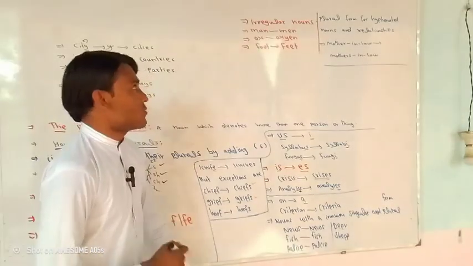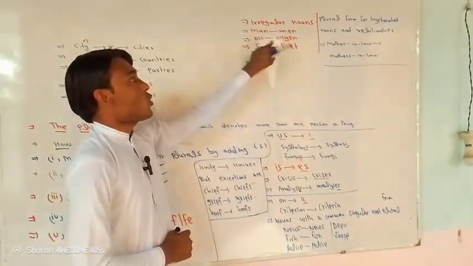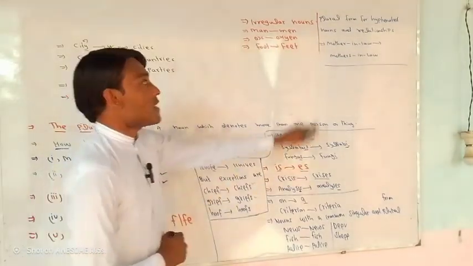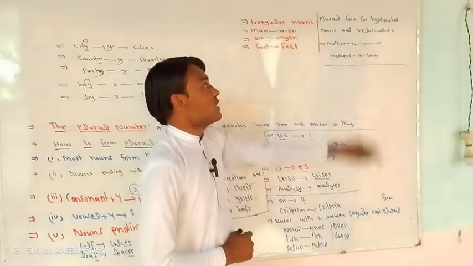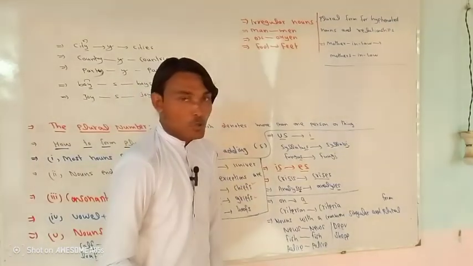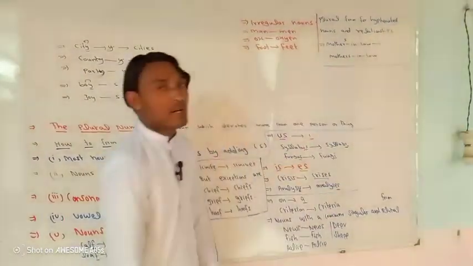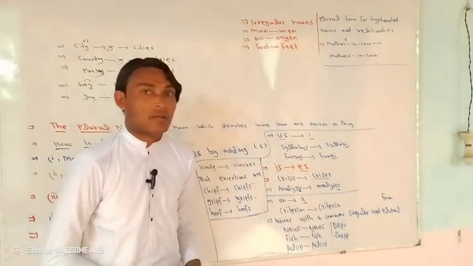Now there are some more nouns which are called irregular nouns. Like for example, man, men, ox, oxen, foot, feet. And also there are some more. For example, if you talk about the plural form for hyphenated nouns and relationships, like I say mother-in-law. If you want to change to plural, you add s with mother, and we can say mothers-in-law. The same, like I say father-in-law, we can say fathers-in-law. That's it.